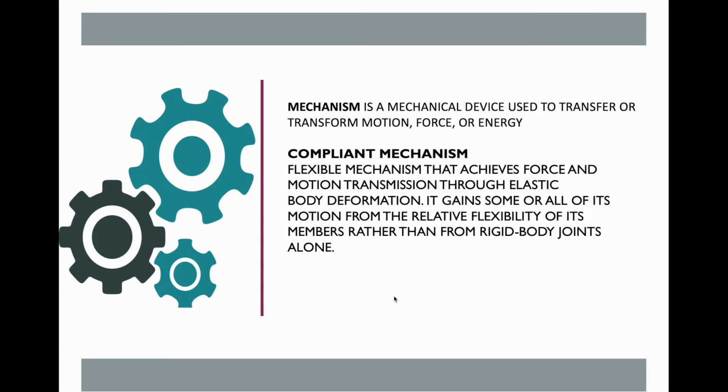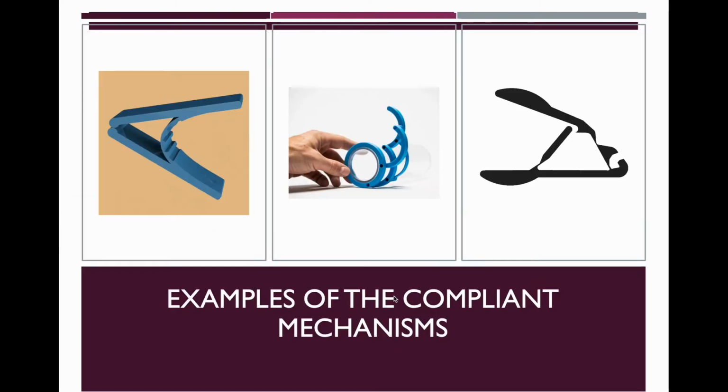So, first of all, a mechanism is a mechanical device used to transfer or transform motion, force, or energy. And a compliant mechanism is a flexible mechanism that achieves force and motion transmission through elastic body deformation. It gains some or all of its motion from the relative flexibility of its members rather than from rigid body joints. On this slide, you can see some examples of compliant mechanisms.